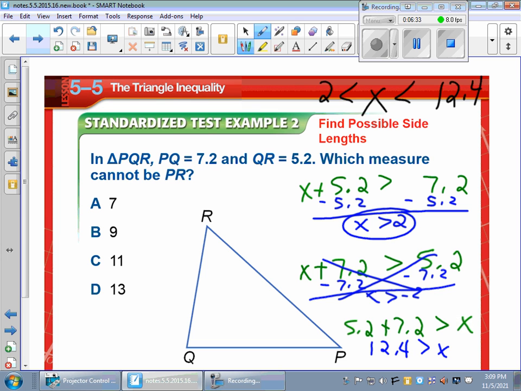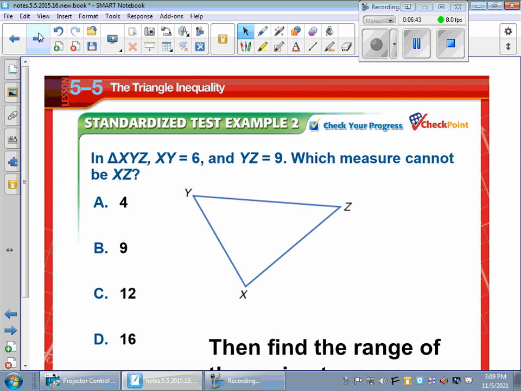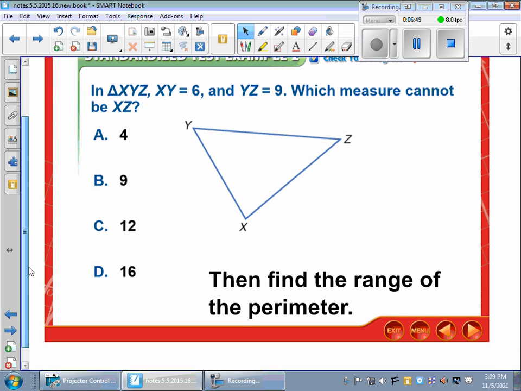Which of these numbers in this group are not in that range? 13 is not in the range. So the final answer to that question is 13. Next slide, same concept. Which measure cannot be X? And then the last part of this question says find the range of the perimeter.